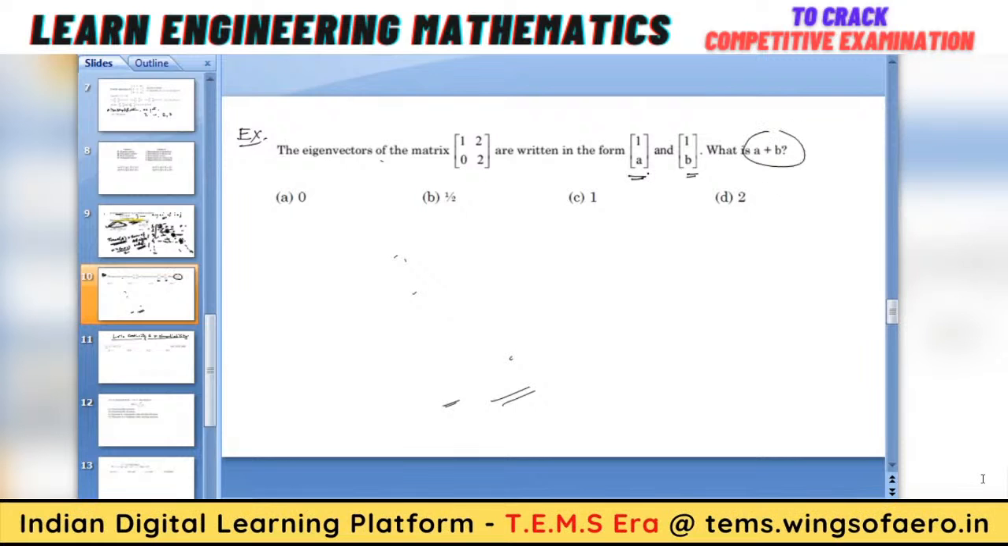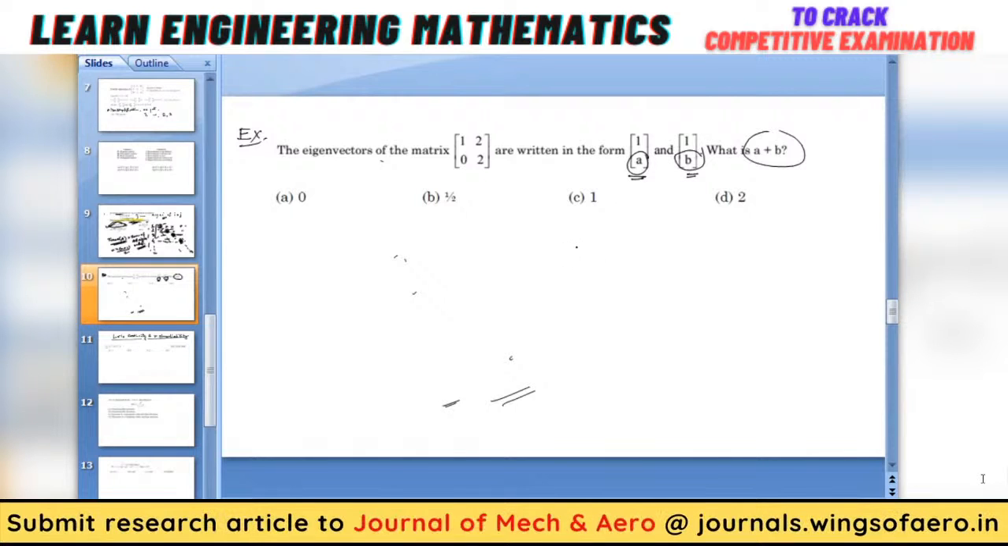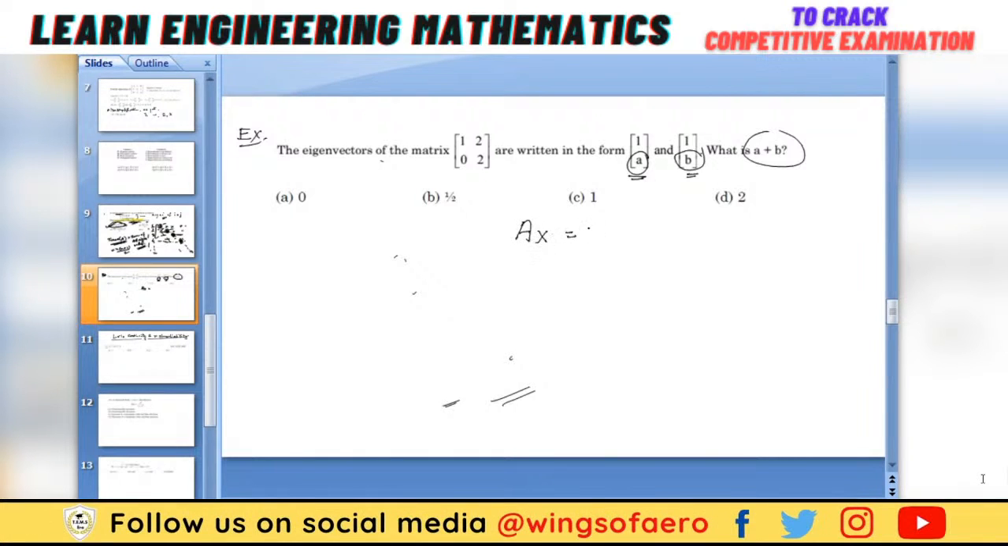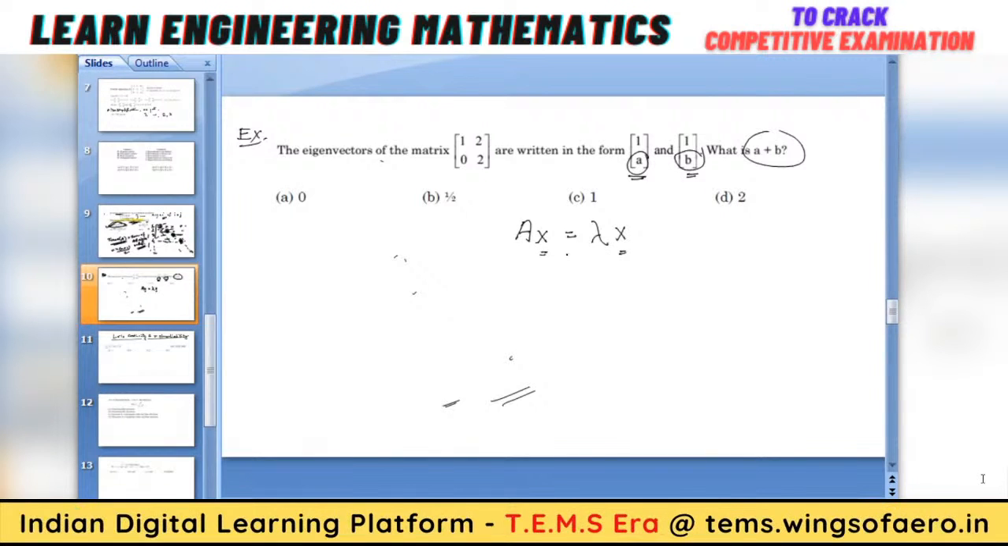You have to first find out the value of A and the value of B. First of all, you need to learn how an eigenvector can be calculated. The formula of eigenvector, as I just told you, is Ax equals lambda into x. And what is x? x is the solution set, the solution space, which I have already discussed with you.